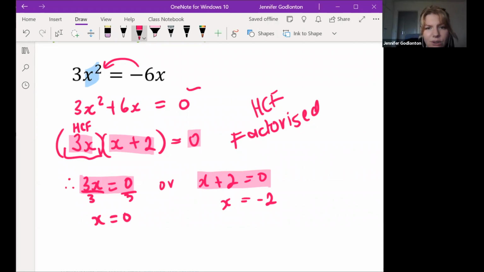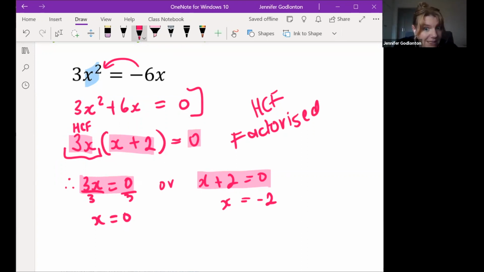Okay, so those of you who got to this step, that's great. That's a great first step. That's awesome. So you knew you needed to move your 6x to the other side, and that's great. What we needed to do from here is factorize. We had 2 terms, and we had to think, how do we factorize it? We needed to take out a highest common factor. So we needed to say, what can go into both of those terms? And the thing that could go into both of those terms was 3x.